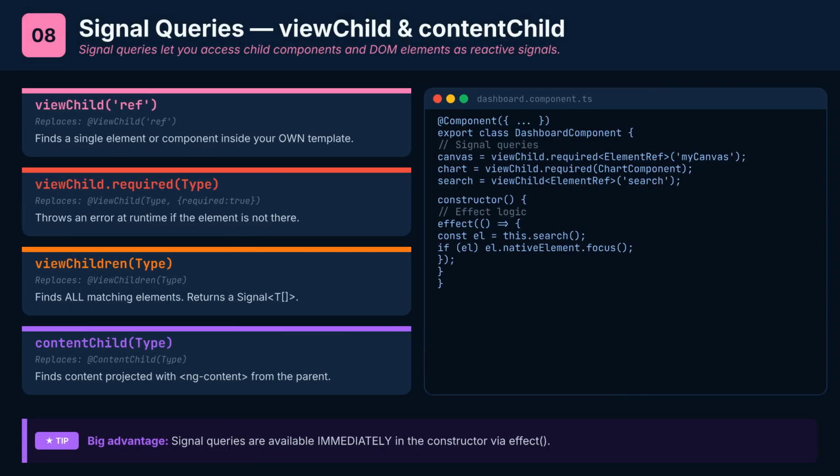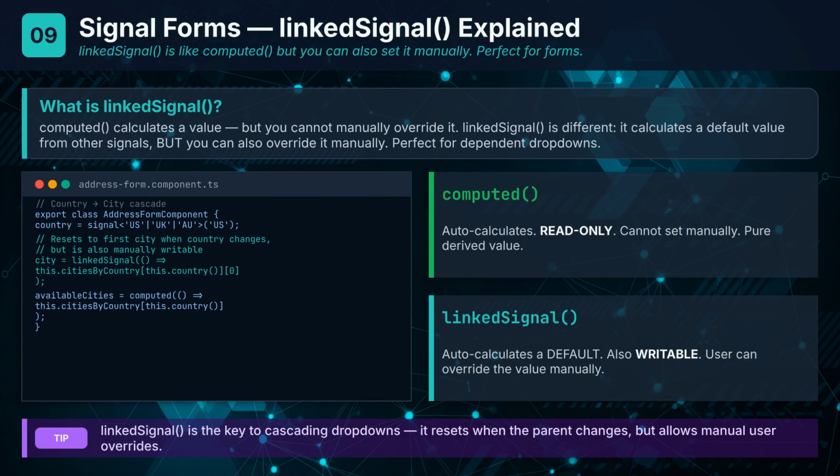Module 8 covers signal queries, viewChild and contentChild. Signal queries allow you to access child components and DOM elements as reactive signals. This provides significant advantages for setup timing and reactivity. viewChild finds a single element, while viewChildren finds all matches and returns a signal array. viewChild.required throws an error if the element is missing. The big advantage is that signal queries are available immediately in the constructor via Effect.